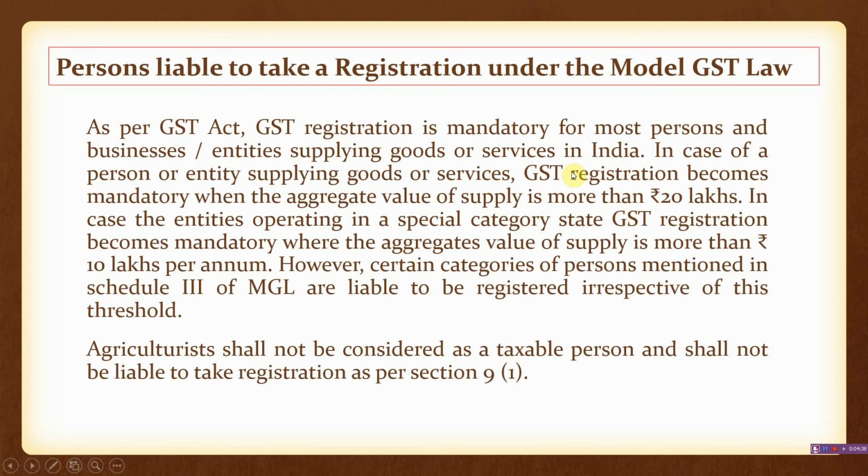So registration becomes mandatory when the aggregate value of supply is more than 20 lakhs. In case the entity is operating in a special category state, then GST registration is mandatory when the aggregate value of supply is more than rupees 10 lakhs per annum. In that case it will be compulsory for the special category state.